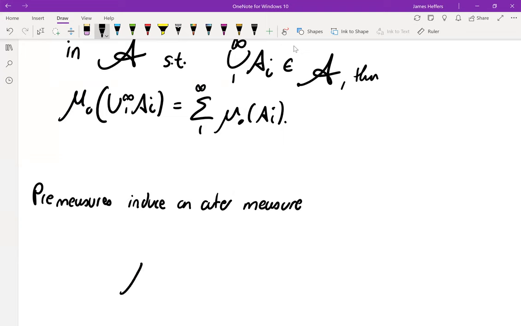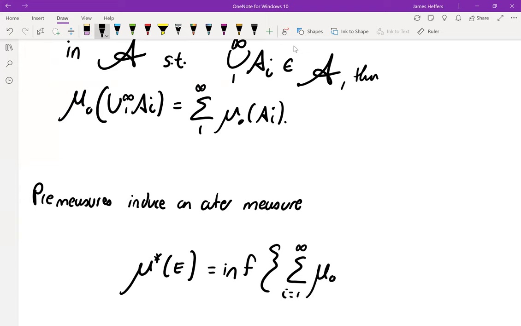It induces an outer measure as follows. We'll let μ* of E equal the infimum of the sum of the pre-measure on A_j, such that this set E is contained in this union of these A_j. That might seem very familiar to the definition we talked about at the start of the lecture. And it is. If you go back, you can see that this μ₀ is taking the place of that ρ in that first definition.